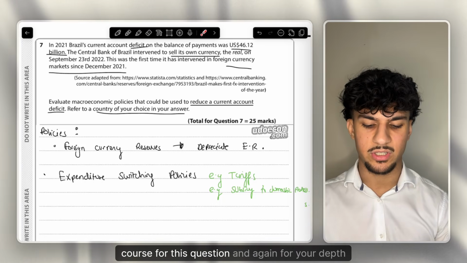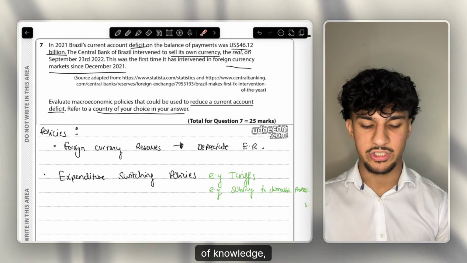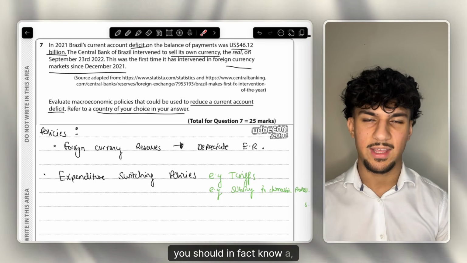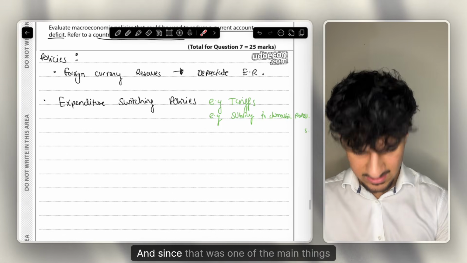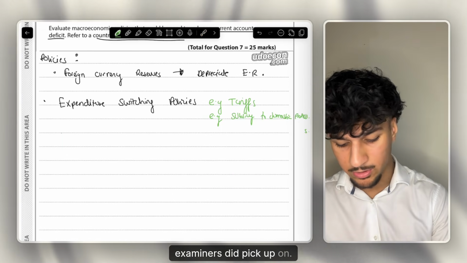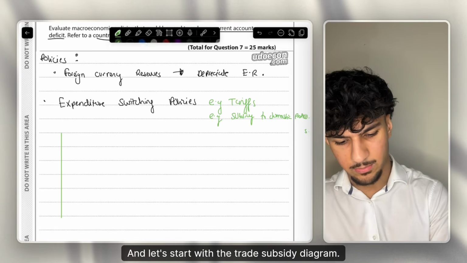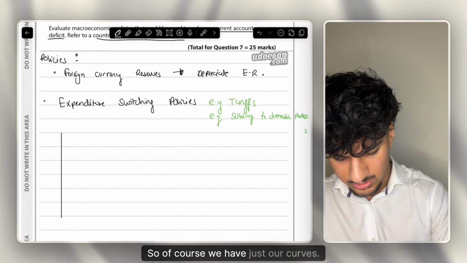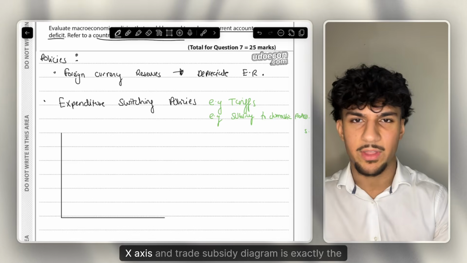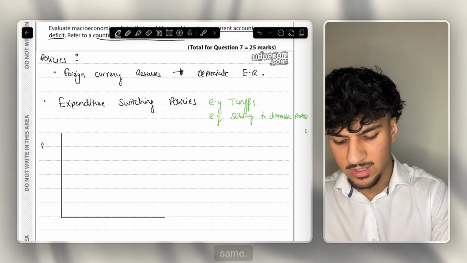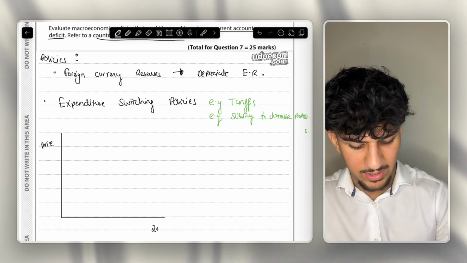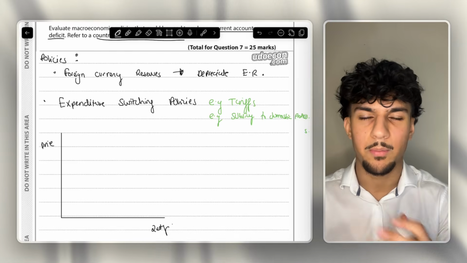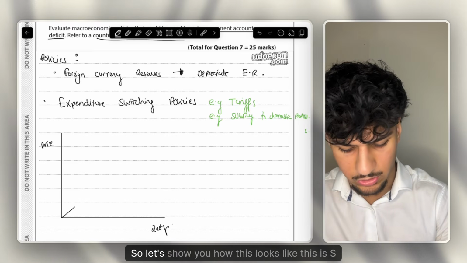For this question, and again for your depth of knowledge, you should in fact know a trade subsidy diagram, and since that was one of the main things examiners did pick up on, let's start with the trade subsidy diagram. I don't know why I'm drawing it in green, but let's get started. So we have just our axes, y-axis, x-axis, and a trade subsidy diagram is exactly the same. It's just price, quantity. Essentially, it just looks like a tariff diagram, but then you add a subsidy to it. So let's show you how this looks.